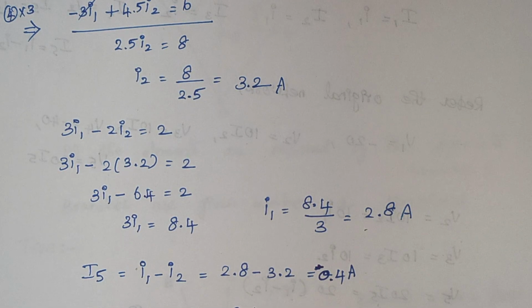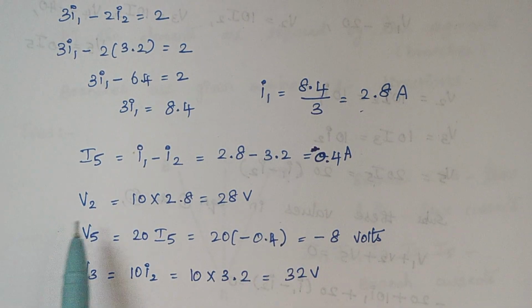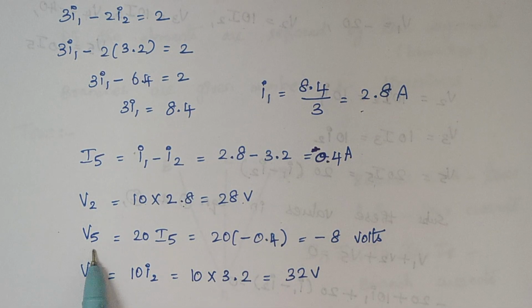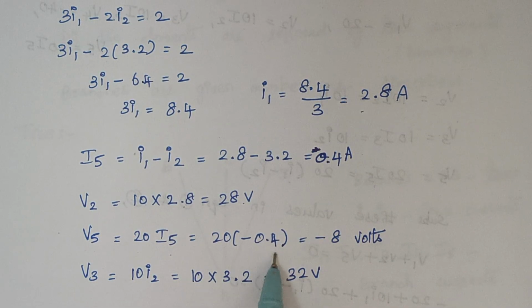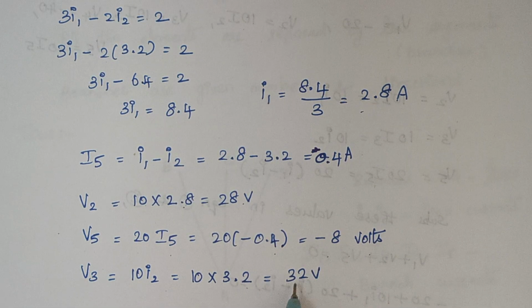Right, that's it. And now, what is the value of V2, V5 and V3? V2 is given by 10 into 2.8, so here it is 28 volt. And V5 is 20 into I5. The value of I5 is minus 0.4, so here it is minus 8 volts. And V3 is 10 I2, so 10 into 3.2 which is equal to 32 volts. So, that's all. This problem gets over here.